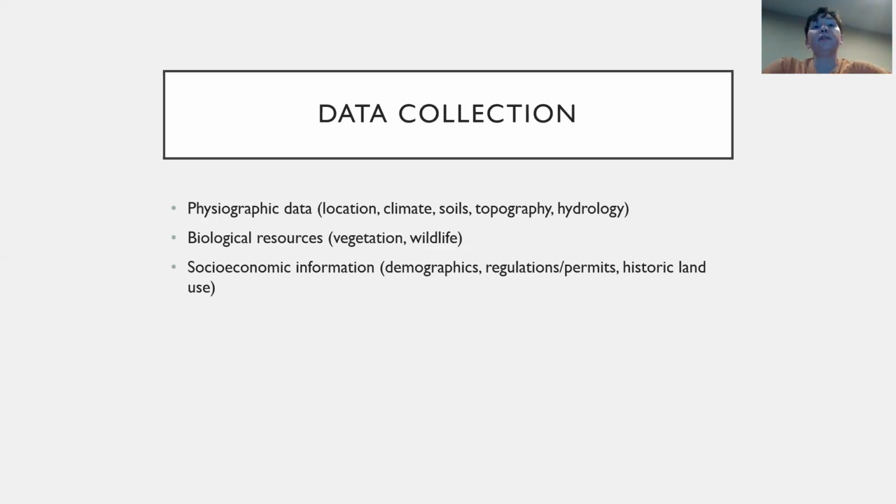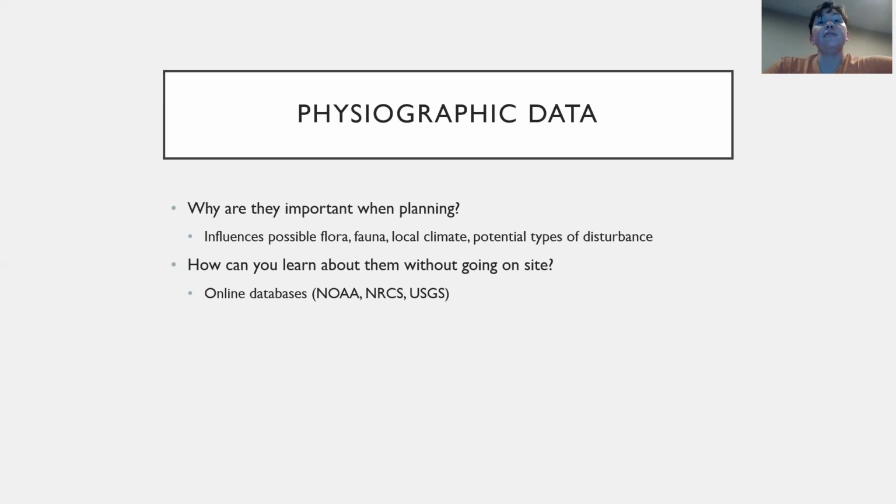When you're collecting data, it's important to look at physiographic data such as location, climate, soils, topography, and hydrology, biological resources such as vegetation and wildlife, and socioeconomic information for the area such as demographics, regulations, permits, historic land use. Physiographic data is important when planning as it influences possible flora, fauna, local climate, and potential types of disturbance. You can learn about these things a lot just looking at online databases such as NOAA, NRCS, or USGS. So you don't even have to go to the site for a lot of this.